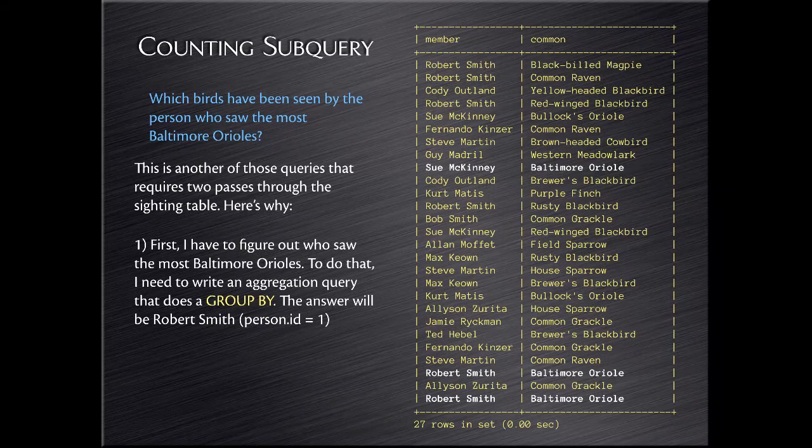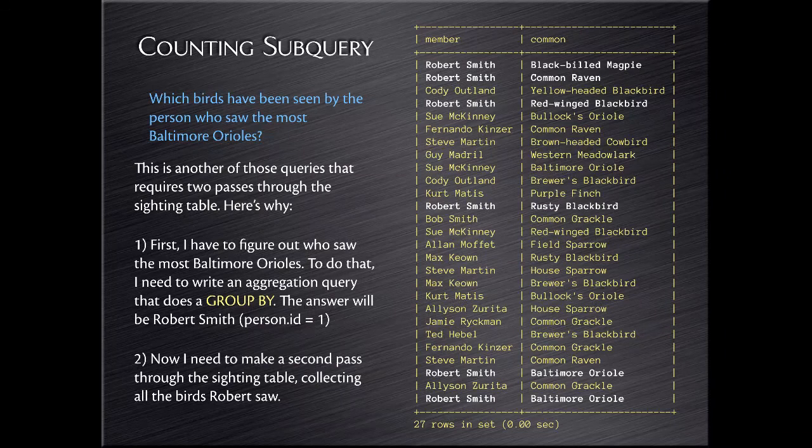And now that I know that that's Robert, I can start over. My second query goes through the sighting table again, collecting all of the birds that he saw. Now, you'll notice 3 out of the top 4 rows belong to him. But until I answer question 1, I don't know that the first 2 rows in this table are things I need to be counting. So that's why I have to make 2 passes through here. But again, it's the same idea. I just write those queries separately and then I can combine them into one.